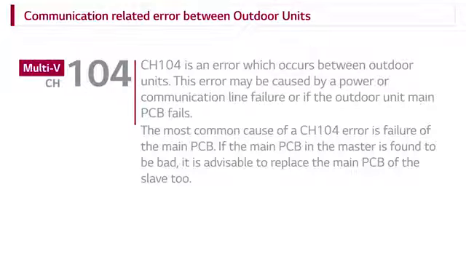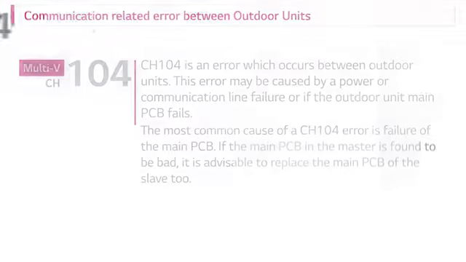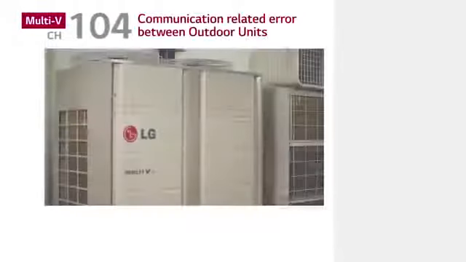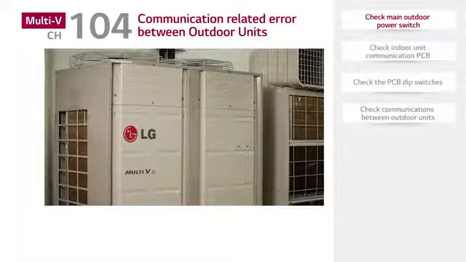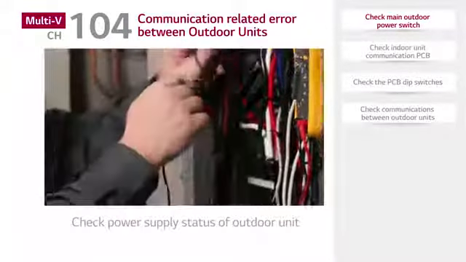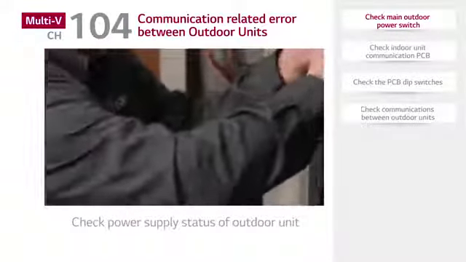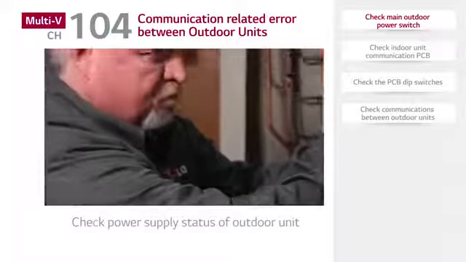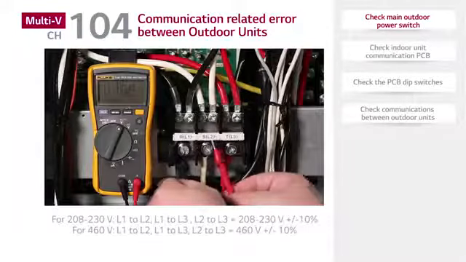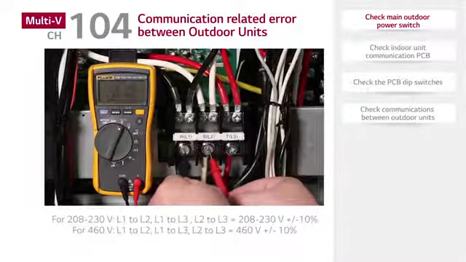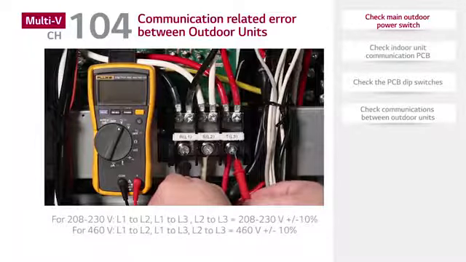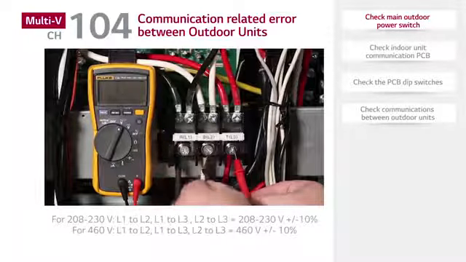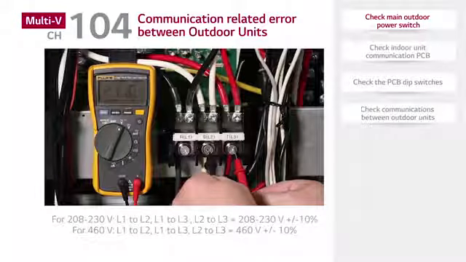If the main PCB in the master is found to be bad, it is advisable to replace the main PCB of the slave too. First, check for proper power supply to the outdoor unit. The measurements of voltage between phases are as follows. For 208 to 230 volt units, L1 to L2, L1 to L3, and L2 to L3 readings should be 208 to 230 volts plus or minus 10%.